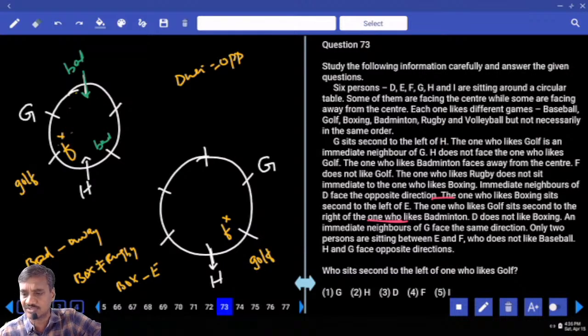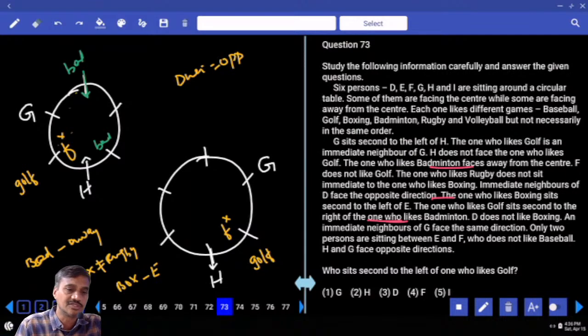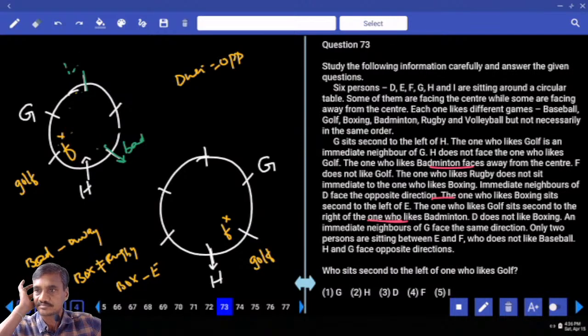And immediate neighbors of G face the same direction. My information is, badminton is away from the center. And if golf is here, we cannot have badminton. And where should I have this badminton? Badminton must be here. Now if badminton is here, the one who plays badminton is away from the center.